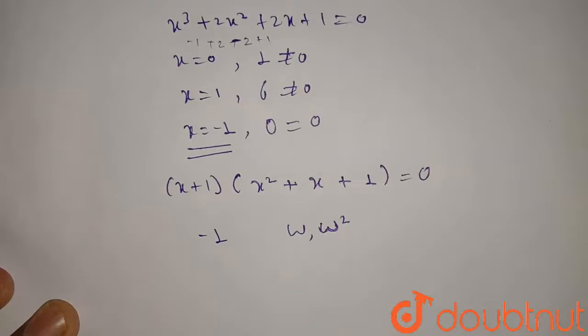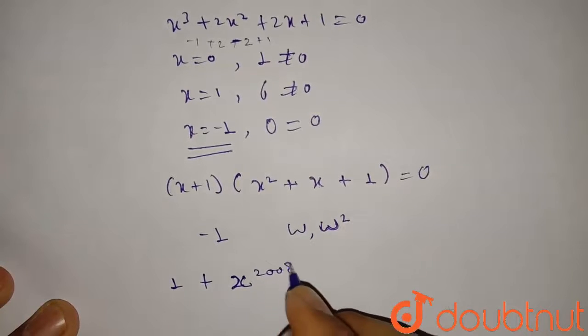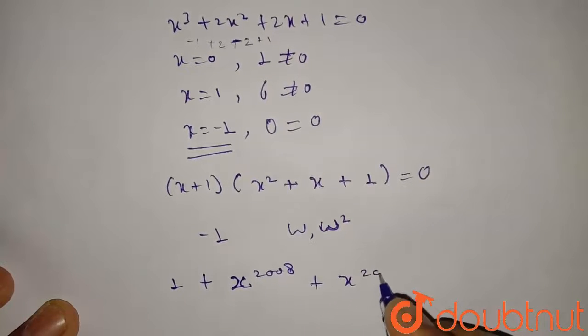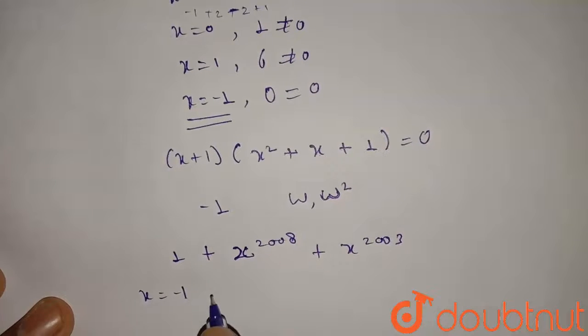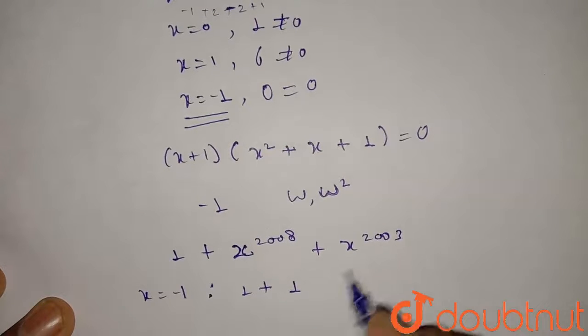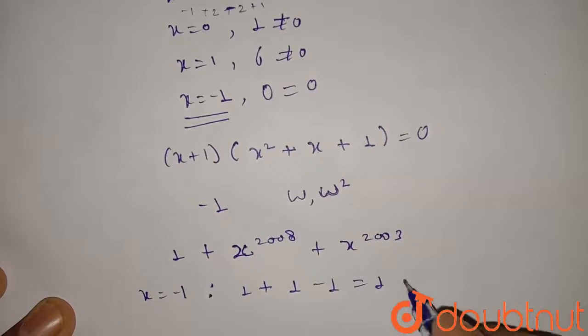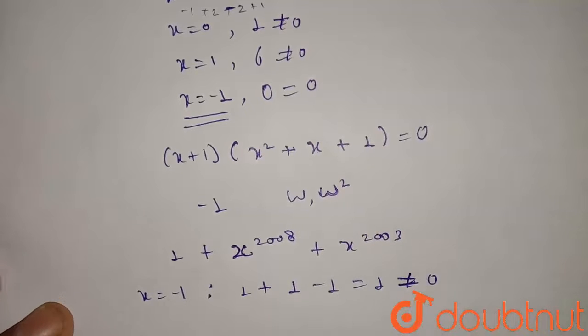Okay, so now we have to satisfy the other equation. For that, let's take x equal to minus 1. It will be 1 since the power is even, and 1 plus the odd power gives minus 1, so the total is equal to 1. This is not equal to 0, so this is not a common root between the two equations.